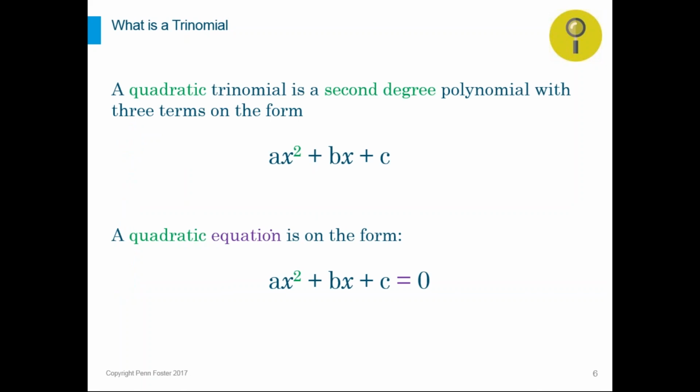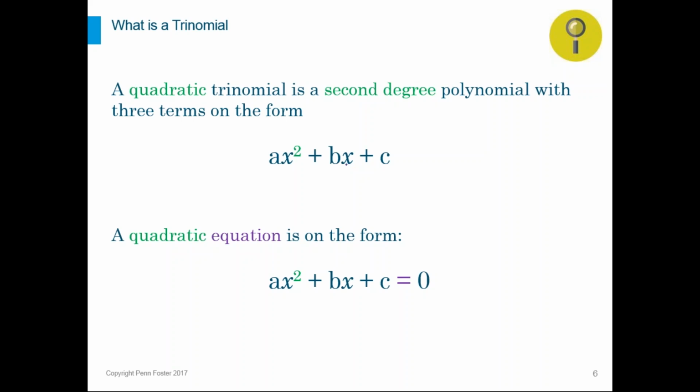Let's start by having things defined. What is a trinomial? A trinomial is a polynomial like you see here. This is 1, 2, 3 terms. So anything that's more than 2 terms, we call a polynomial. In this case, it's 3 terms, so we call it a trinomial.